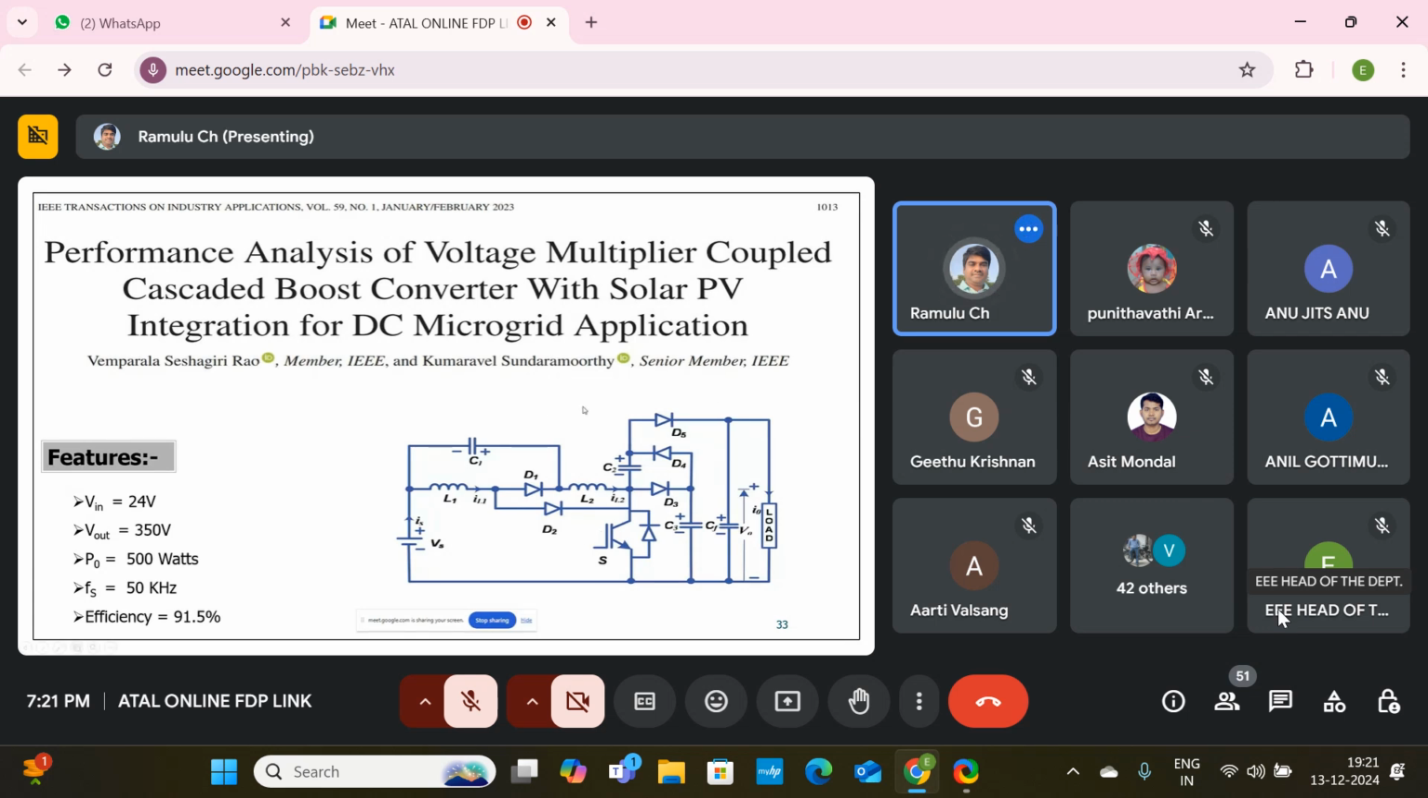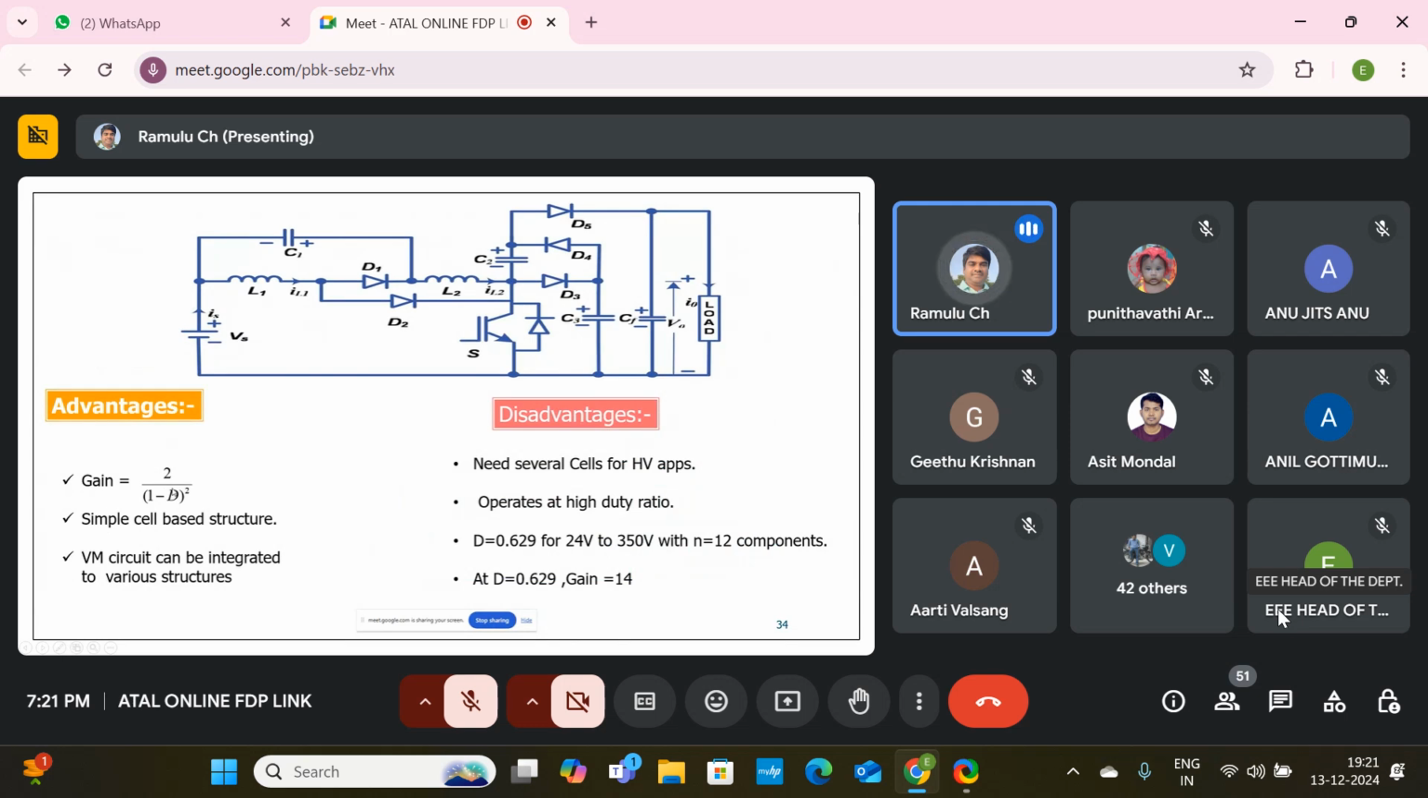Then coming to another work, this is the configuration. Okay, fine. The input is 24 and output is 350, according to that one, output and efficiency. Advantages: this is the gain formula. Gain formula is 2 by 1 minus the simple cell based structure. Coming to the disadvantages, several cells per HV, high voltage application, are needed. Several cells are required for high voltage, and it operates at high duty ratio. If duty ratio is equal to 0.629 to 9, when the duty ratio is this much, then only 24 to 350 is possible, and that is also with 12 components. So all these are the disadvantages.